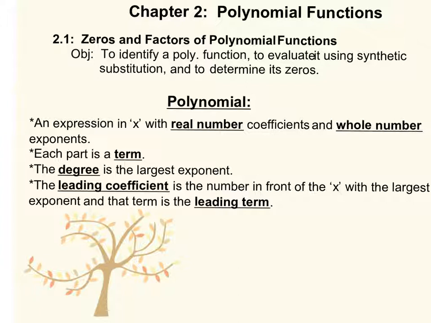An expression with x that has real coefficients and whole number exponents. Each component is called a term. Each polynomial is a sum of several terms. The degree is the largest exponent, and the leading coefficient is the number in front of x with the largest exponent. We call that the leading term. Those are the basic characteristics of polynomials. And for the most part, you'll know them when you see them.